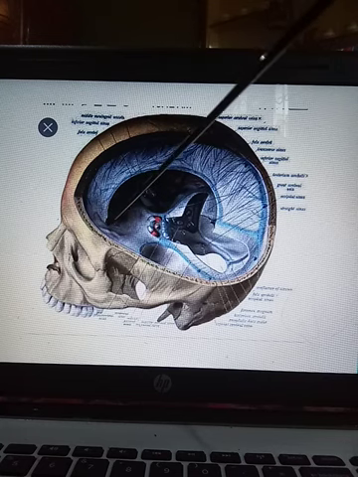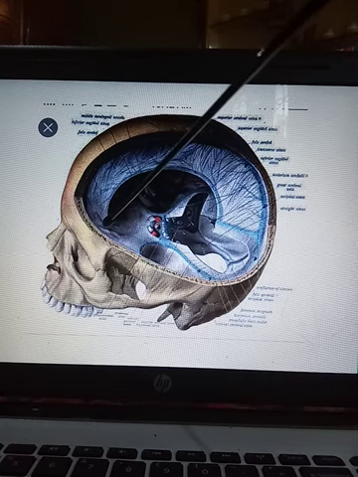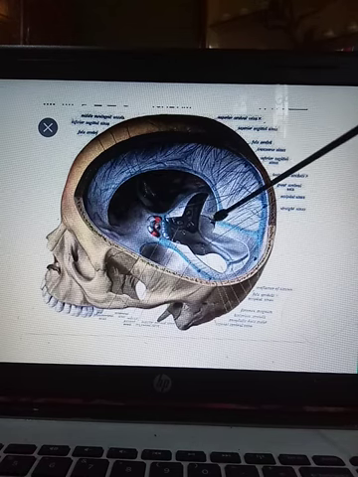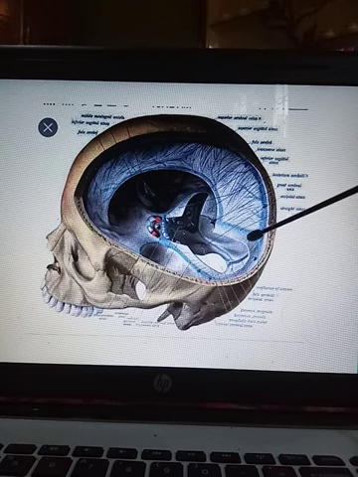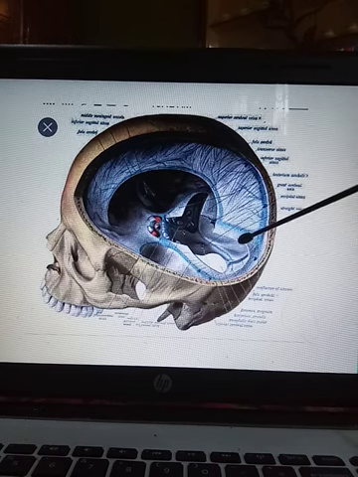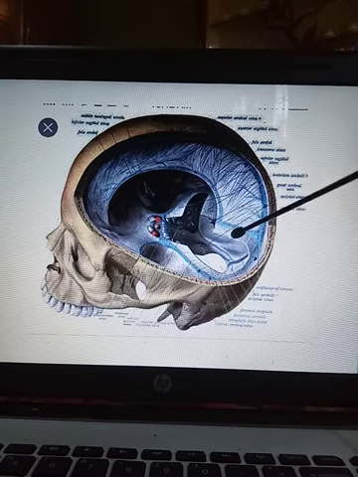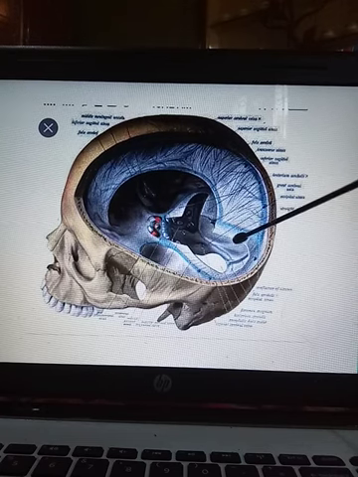Talking about the apex, this apex is attached to the crista galli. Base is attached to one more structure beneath it. This structure is called as the tentorium cerebelli.